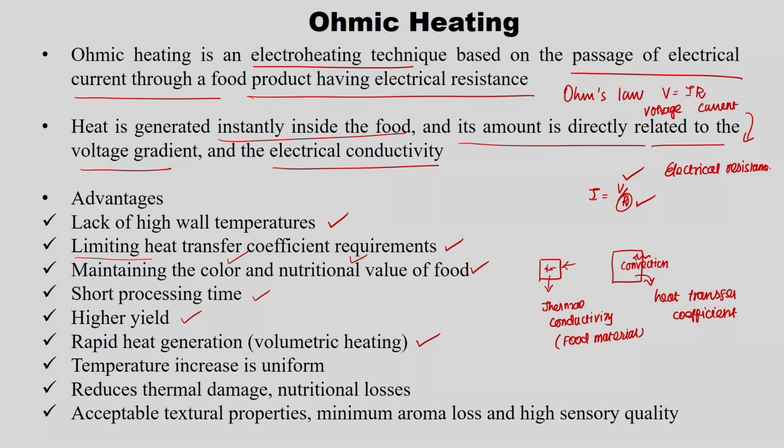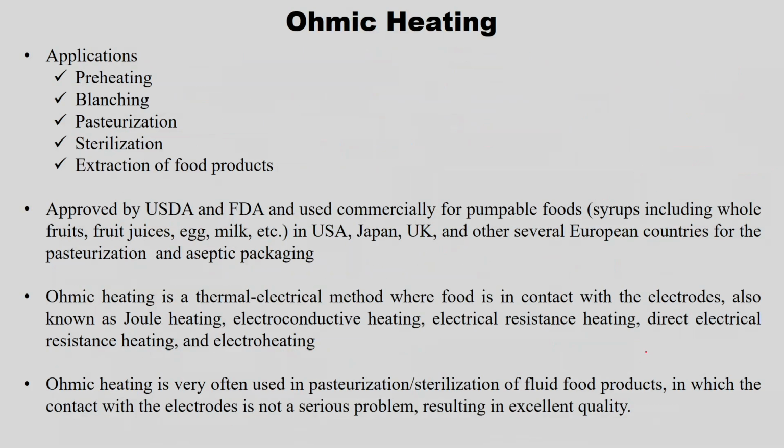So, that is why rapid heat generation would be there, and the temperature increase is uniform due to the volumetric heating principle, and it reduces the thermal damage and nutritional losses. So, that is related to maintaining the nutritional value of food, and acceptable textural property, minimum aroma loss, and high sensory quality. So, this is also one of the main advantages when we use ohmic heating.